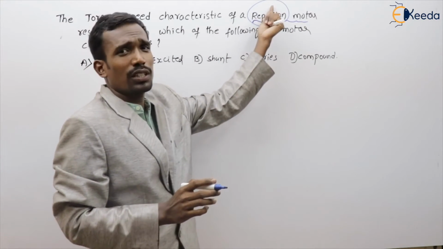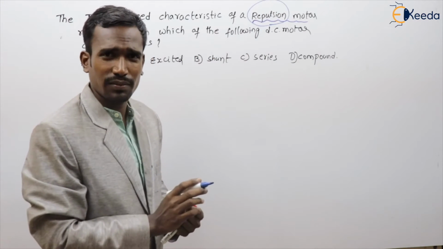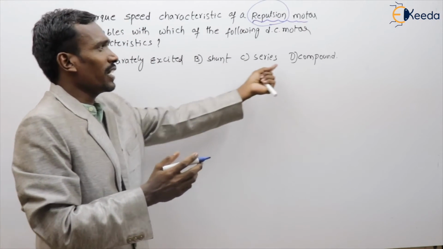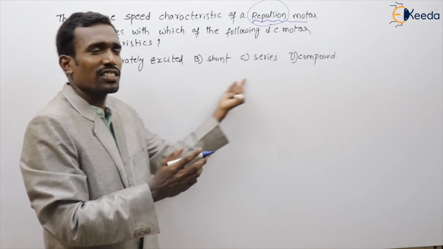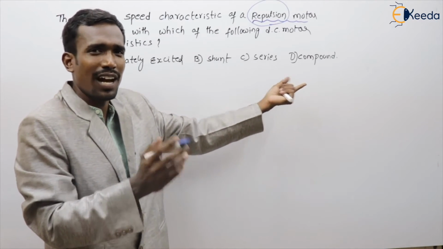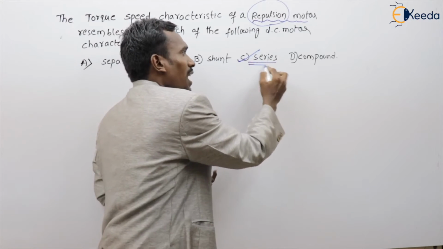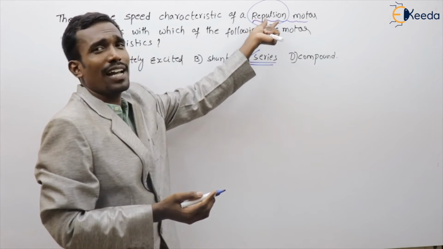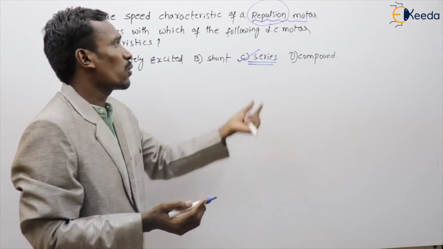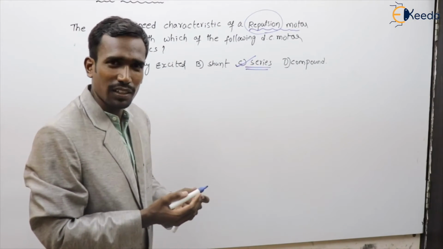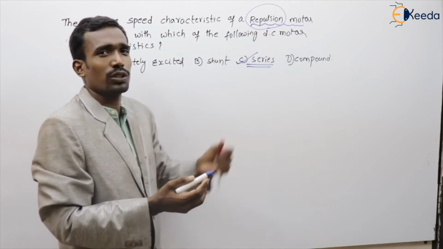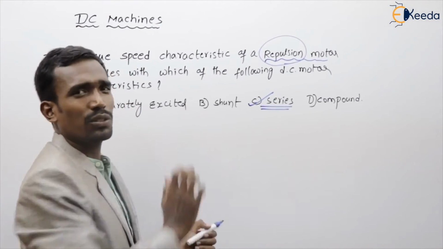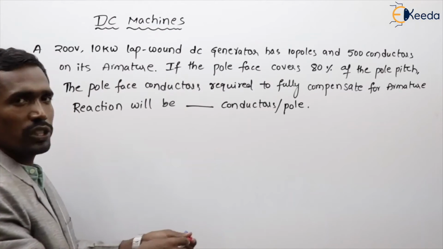Generally, the repulsion motor is used for high starting torque and variable speed. Tell me, which motor is used for high starting torque and variable speed applications? Exactly, the DC series motor. That's why the torque speed characteristics of the repulsion motor coincide with the DC series motor. This is the answer. Let's see the next question.